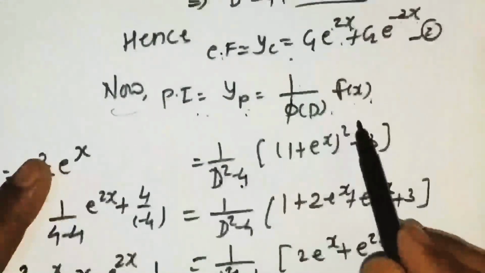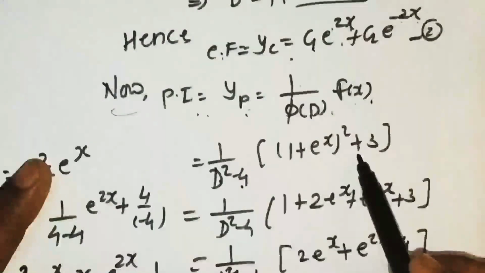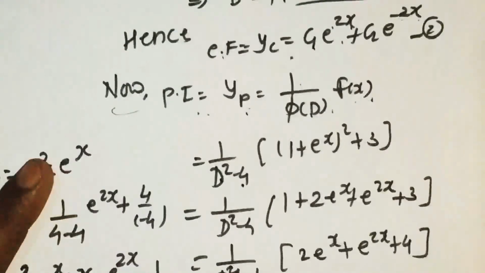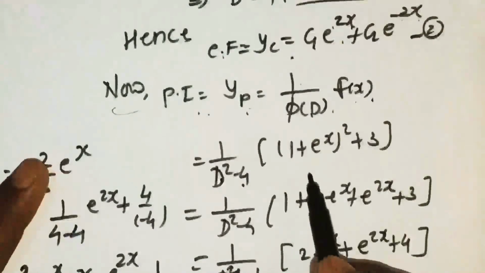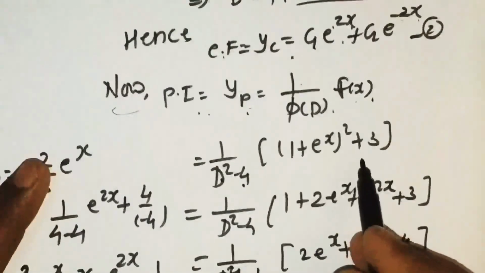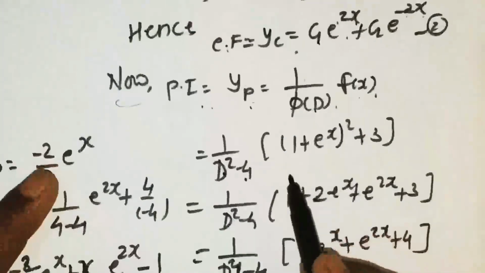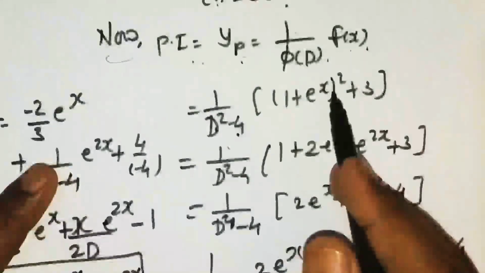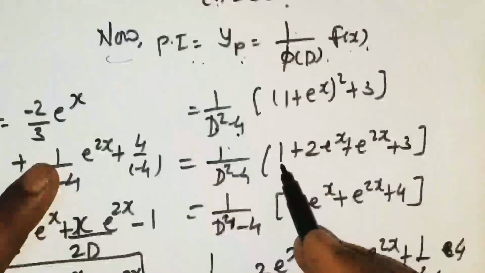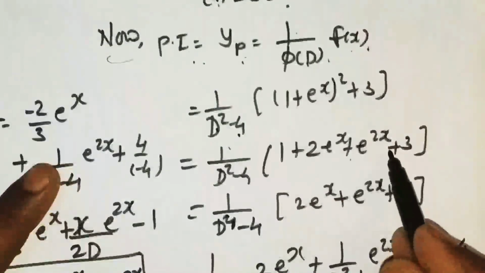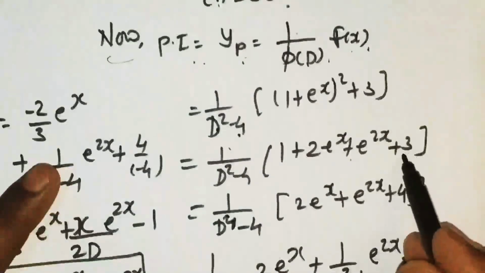square plus 3. Now here the right hand side looks like exponential form, right? And some constant terms are there. It means we are going to use case number 1 for solving this particular integral. So very first we have the square of the bracket, so we'll expand that bracket. Using the formula (a plus b) square, we'll get 1 plus 2 e raised to x plus the square of e raised to x, which is e raised to 2x, plus this 3.